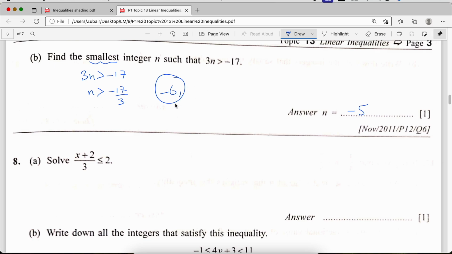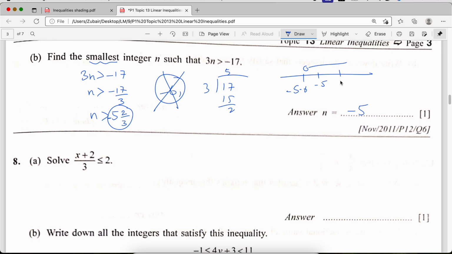Or in other words, if there's any confusion on deciding this minus 6, we can try 17 and 3. 3 5 times is 15, 2 is left over. So that's n is greater than 5 whole and 2 by 3. So again that is more than minus 5 and minus 5 point something. Understanding it on the number line, this is minus 5 point something, and more than that would be minus 5, minus 4, minus 3, and out of these the smallest one is minus 5.